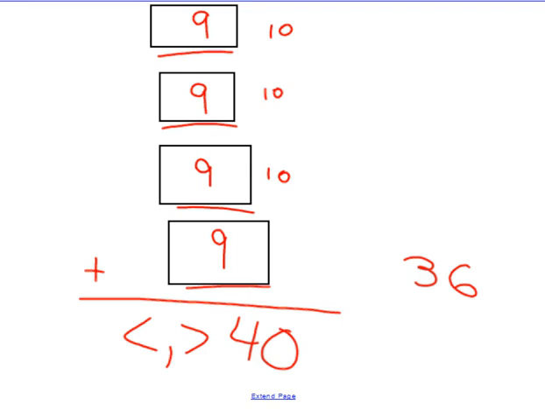But it doesn't say I can use 2-digit numbers. It says I can only use 1-digit numbers. So we know that it is less than 40 because the greatest 1-digit number is 9. And when I add it all together, I get 36. Kaylin.